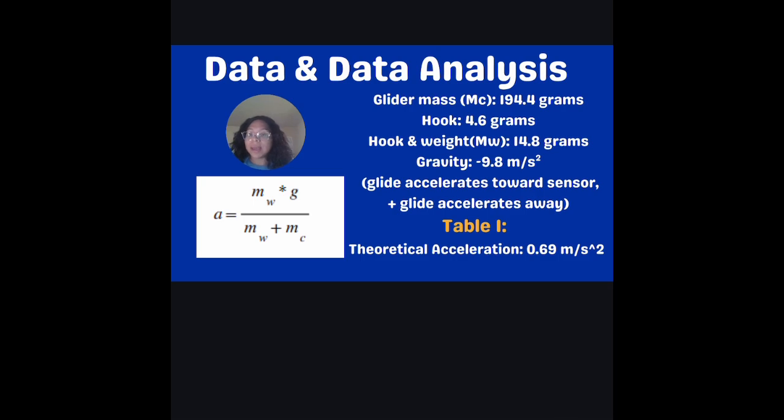So our glider mass, the mc, was 194.4 grams, and our hook and the weight that we added to it was 14.8 grams, and that one was shown by the variable mw. So we put it into that formula and we got 0.6933078394. We condensed that into two significant figures and got 0.69 meters per second squared as our theoretical acceleration.